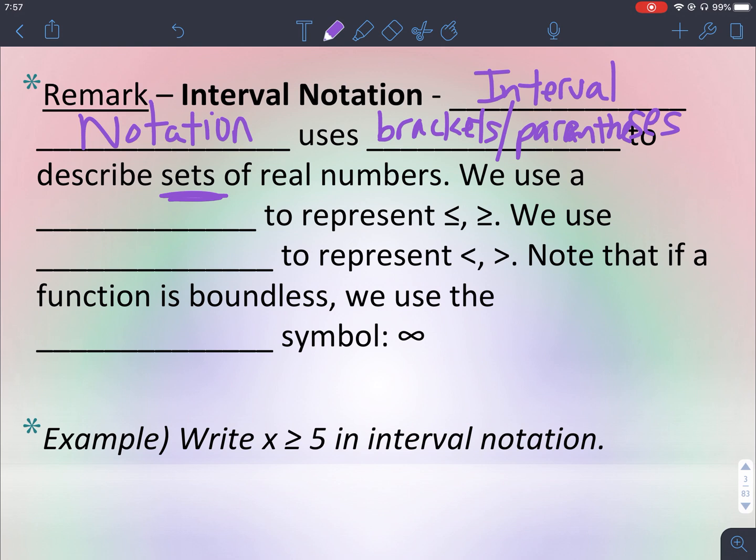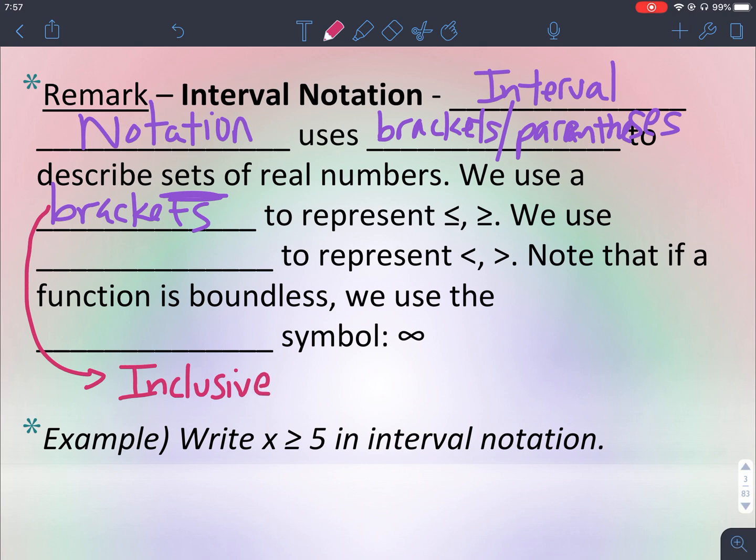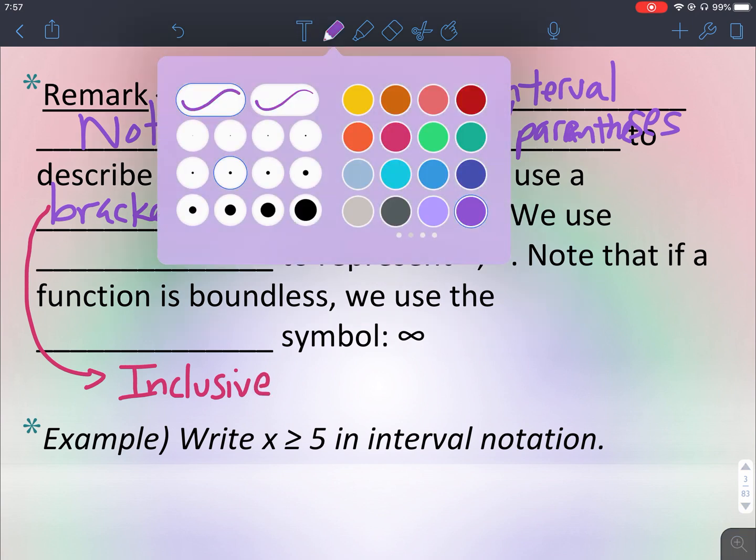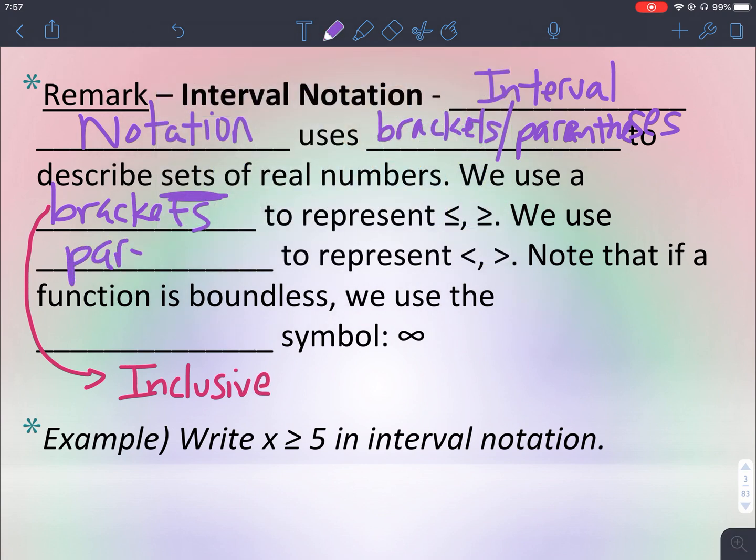We use brackets to represent less than or equal to and greater than or equal to. So we're going to say the brackets are inclusive. At the same time, we use parentheses to represent less than or greater than. And we're going to think of parentheses as when things are exclusive or excluded.